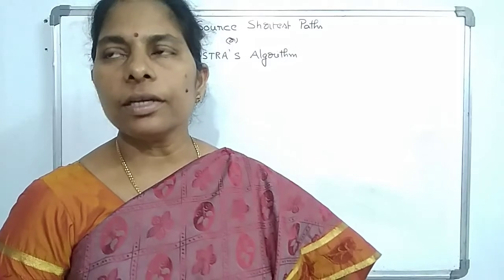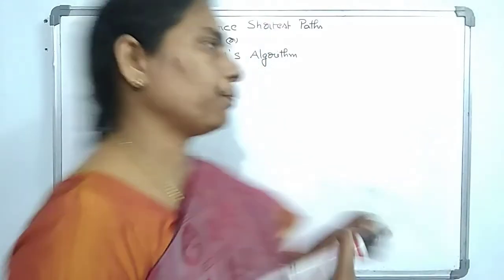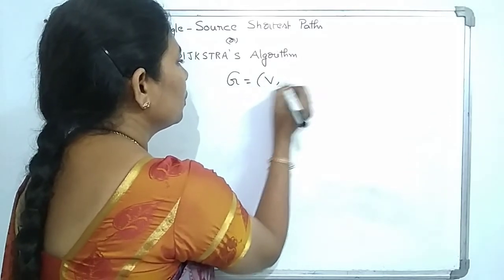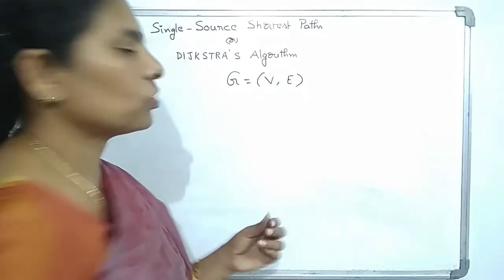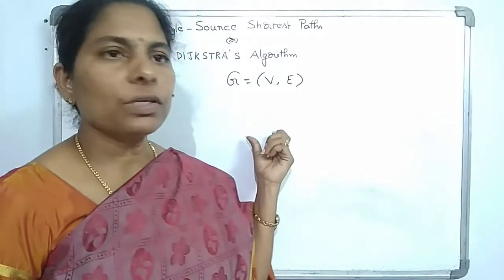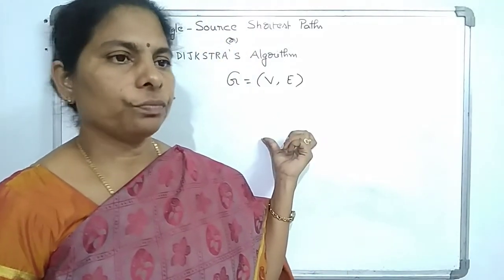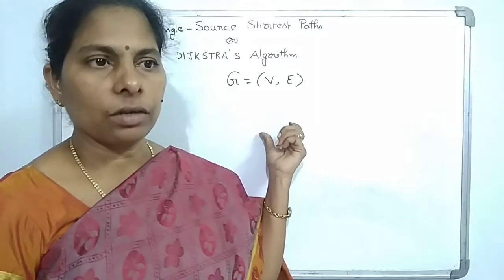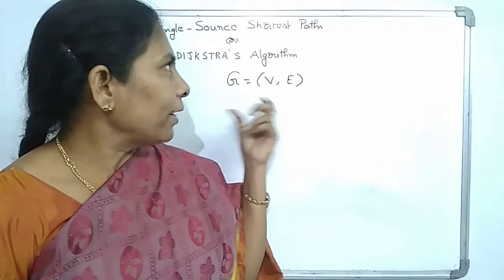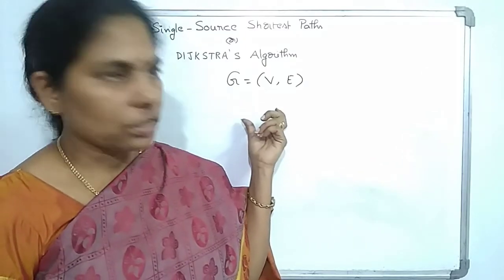In that, you take a directed graph G, with a set of vertices and edges. That graph must be a weighted graph, with the weights on the edges, and with directions.